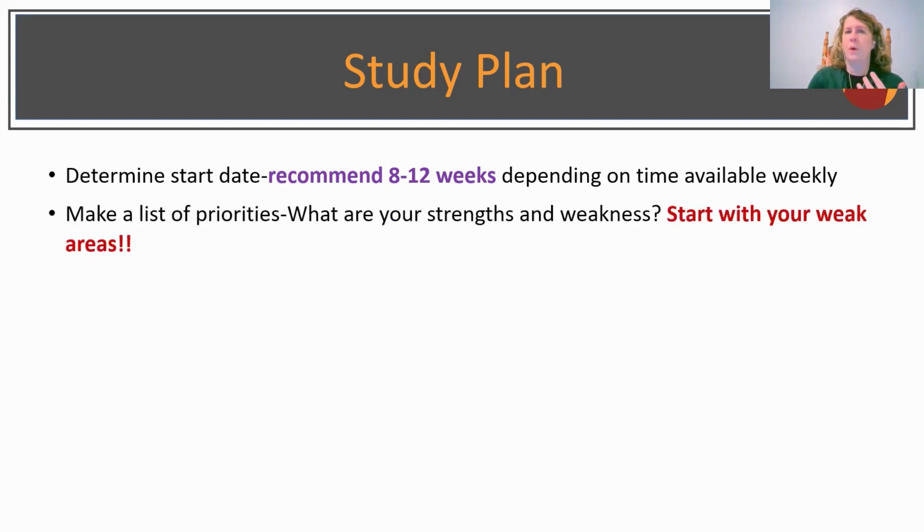Make your list of priorities. What are your strengths? What are your weaknesses? Start with your weaknesses. We don't want to do that. We want to study the stuff we know, the stuff we like. Don't do that. What happens if you run out of time and you left your weaknesses to the end? You don't want to do that. What if you burn out? And you burn out and you just can't study anymore. I can't do this anymore. And you didn't get to your weaknesses. You don't want to do that.